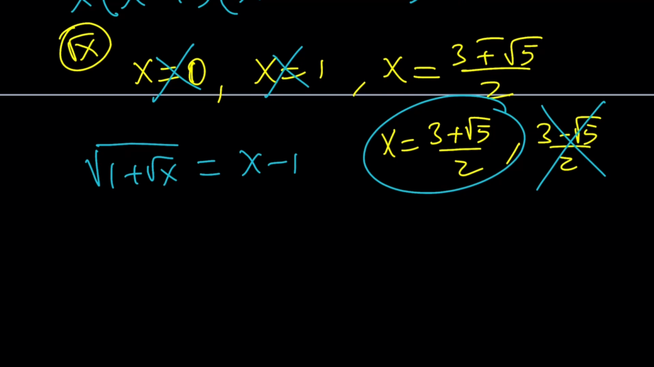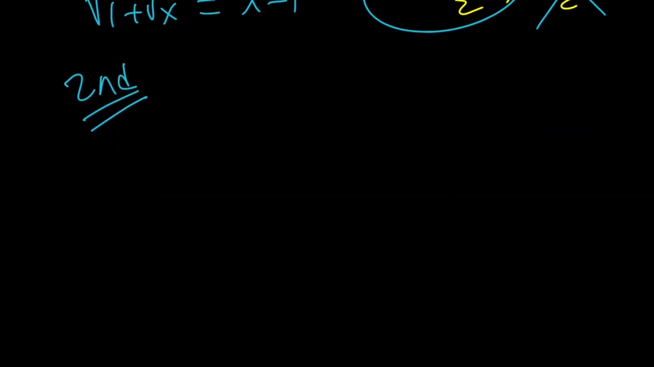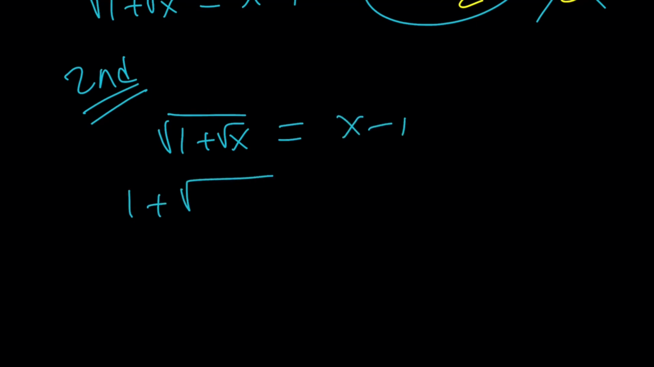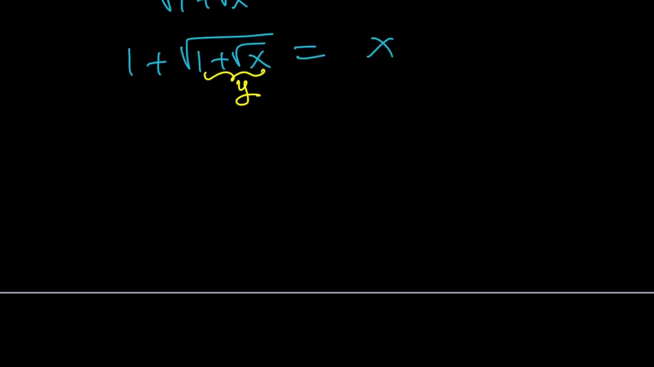Anyways, let's go ahead and take a look at the second method, and then we'll look at something interesting, which is called the graph. Okay, so for my second method, I'm going to go back to the basics. So square root of 1 plus square root of x equals x minus 1. I'm going to add 1 to both sides from the left. I'll tell you why. And then I'll use substitution. This is actually one of those equations where you can kind of set up a system from a single equation, which is cool, right? So I'm going to call the expression inside the radical y. And don't ask why, because you'll see in a little bit.